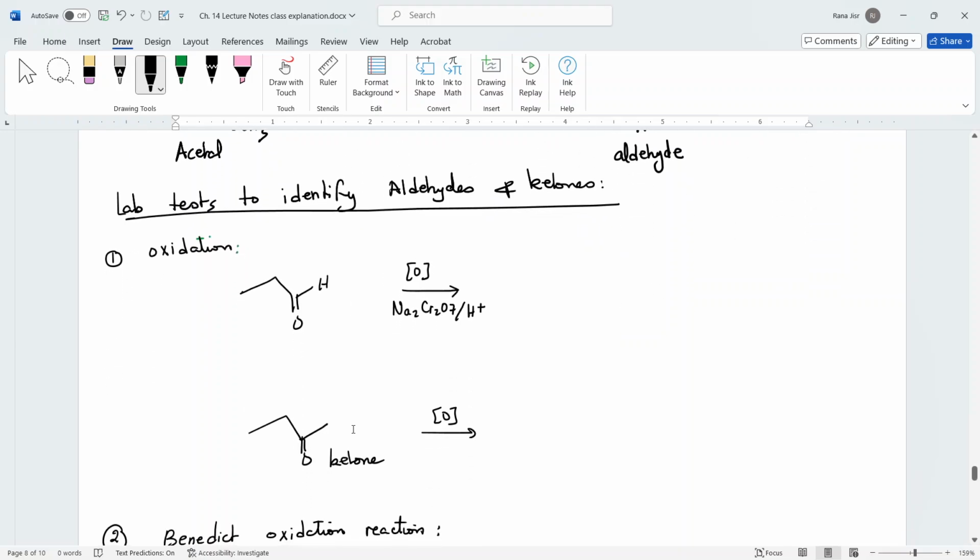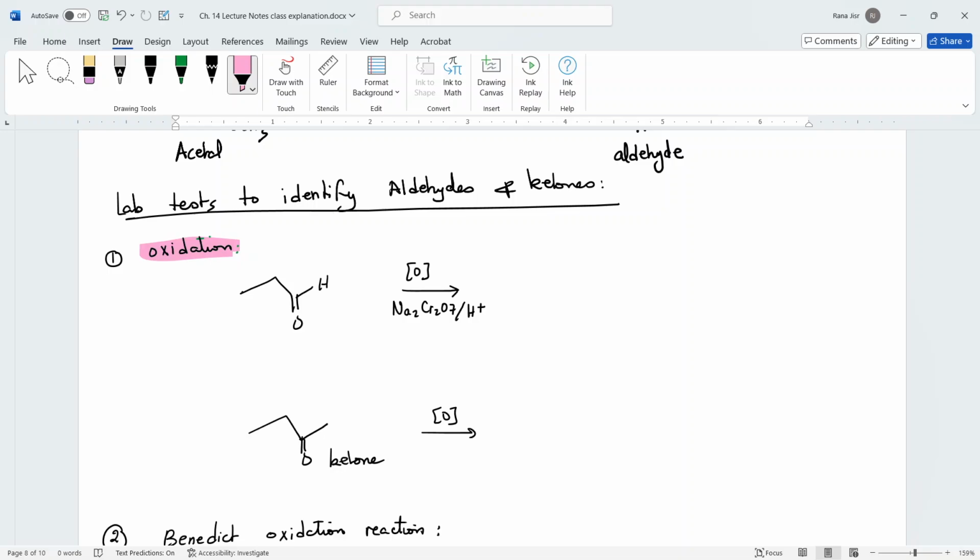Now, there are multiple tests in the lab that we do to identify aldehydes and ketones. The first one is oxidation. And normally when you do these lab tests, the type of identification is by color. So if the color changes whenever you mix compounds together, this means that there's a reaction. If it did not, then this means that there is no reaction.